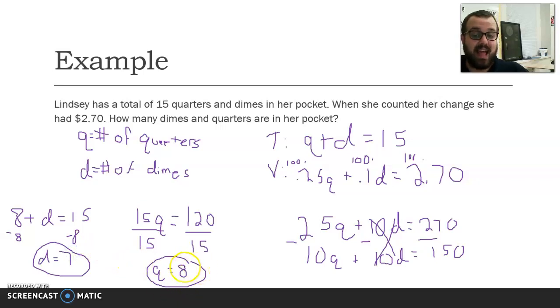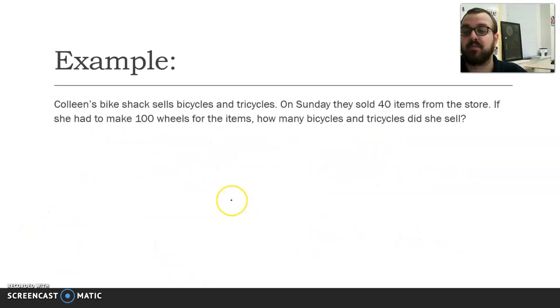And again, I can check that and make sure it actually makes sense over here. If I put in 8 and I put in 7, 8 times 0.25 is going to be $2. 7 times 10 cents is 70 cents. $2 plus 70 cents is $2.70. This is going to be the right answer. This works out, okay? Solving for my number of quarters and my number of dimes.